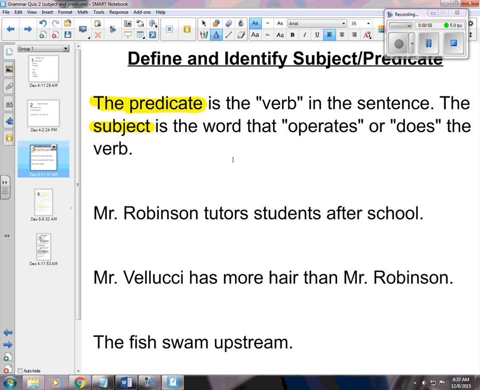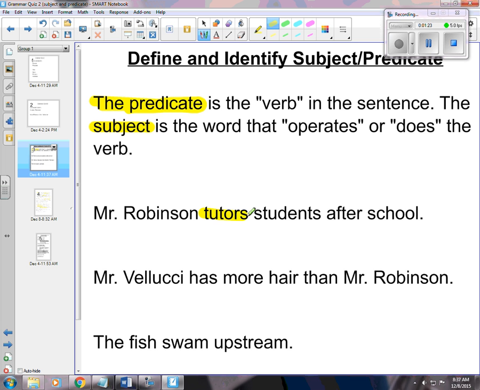We're going to use Mr. Robinson as an example throughout our lesson today. If we're looking at our first sentence here, Mr. Robinson tutors students after school. The first thing we're going to look for is the predicate, or what is going on in the sentence. What is the action? Sometimes it's a state of being. For right now, we're going to concentrate on the action. Right now, the action is tutors. Okay, so if we know that the verb is tutors, or in other words, the predicate is tutors, the question becomes, who is doing the tutoring? Okay, we now know that Mr. Robinson is the subject of our sentence.